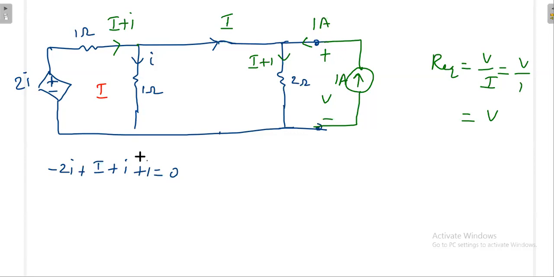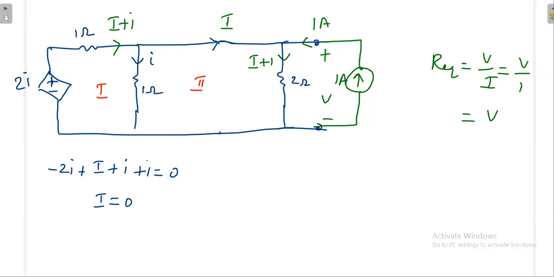Then what is the second equation? From this, minus 2i plus 2i cancel. So finally i is equal to 0. Now you take any other loop. So now I take this second loop. Don't take the loop here; if you take it here, mostly you will not get anything. You take the loop here.